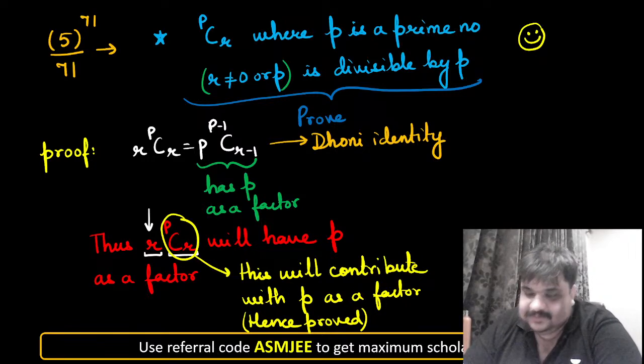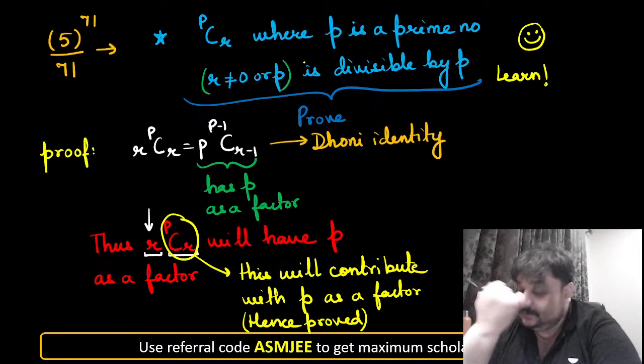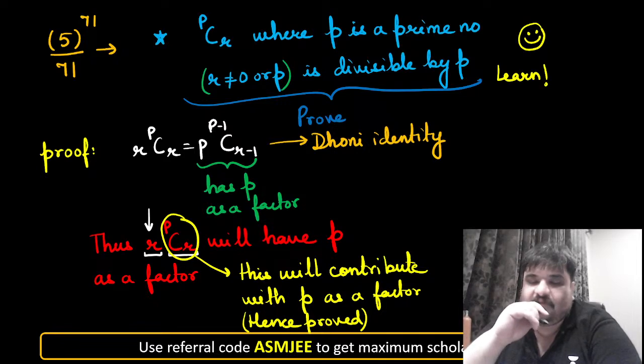Clear? So learn this. This is an important concept. Now what did Fermat do? Fermat used this concept to prove his little theorem.